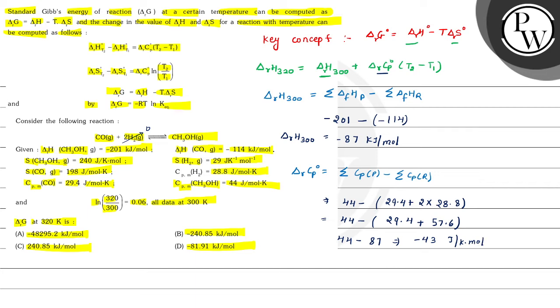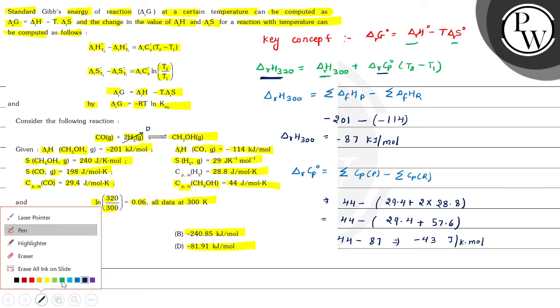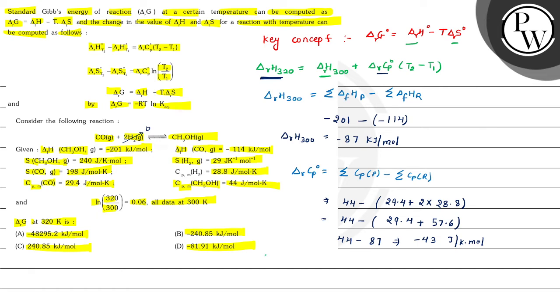Now we can substitute the value and calculate the change in enthalpy of reaction at 320 Kelvin. So we can write, change in enthalpy of reaction at 320 Kelvin equals the value at 300 Kelvin, minus 87, plus the value of Cp, which comes out to be minus 43, multiplied by T2 is 320 minus T1 is 300. So after calculation this value comes out to be minus 87 point.